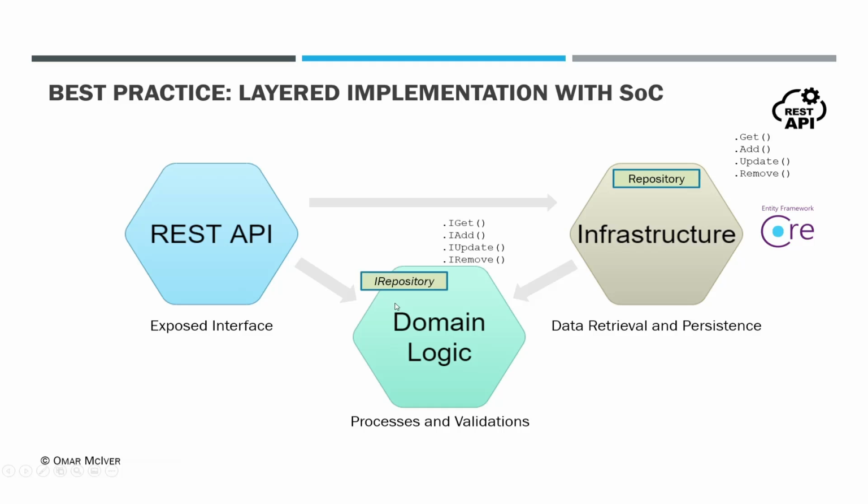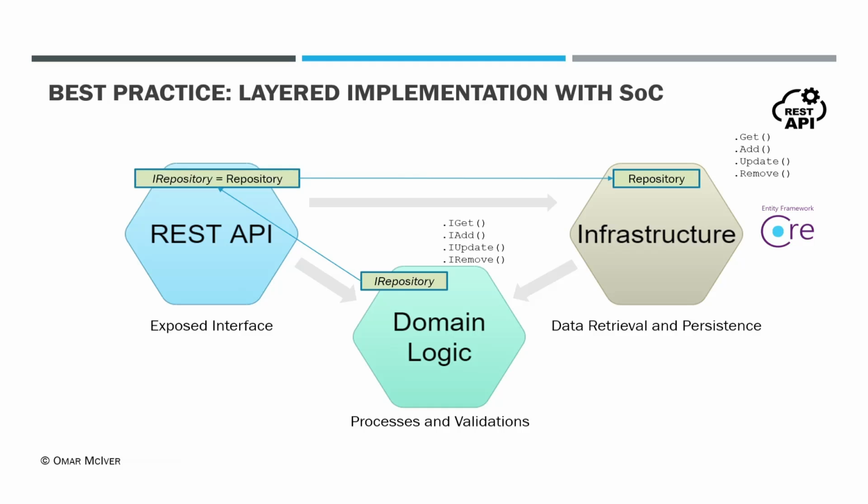Now, in our domain logic, we will define an IRepository class, not a class, an interface. So there will be no implementation in that interface. Again, we have no dependencies, so we can't reference Entity Framework Core or web APIs or anything like that. But we can say that there should be an implementation of getting data, inserting data, updating data, and removing data.